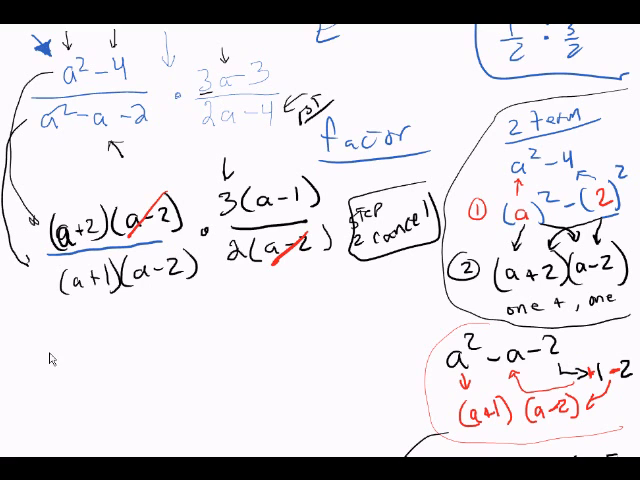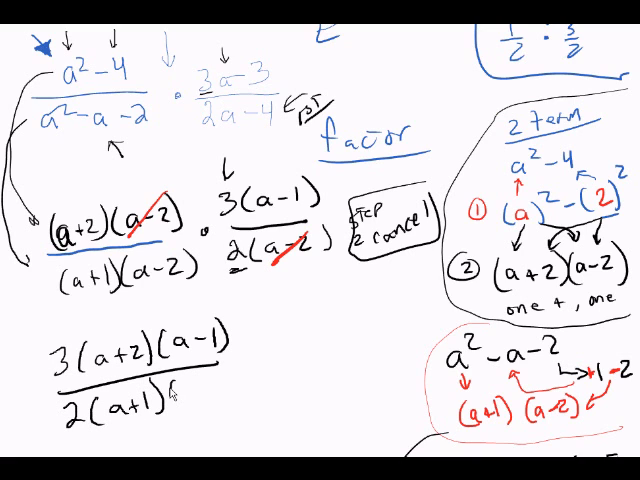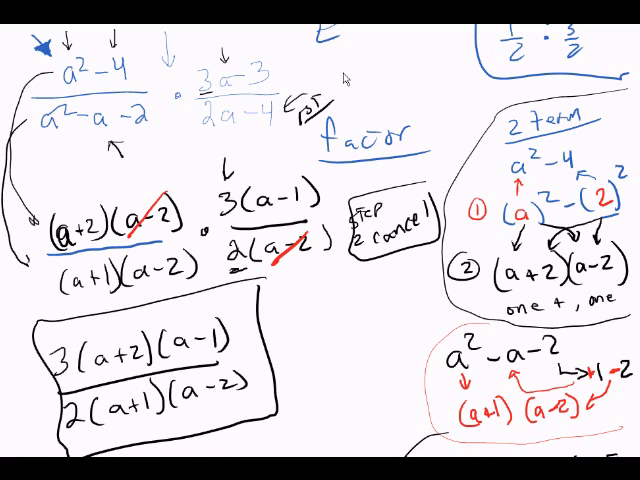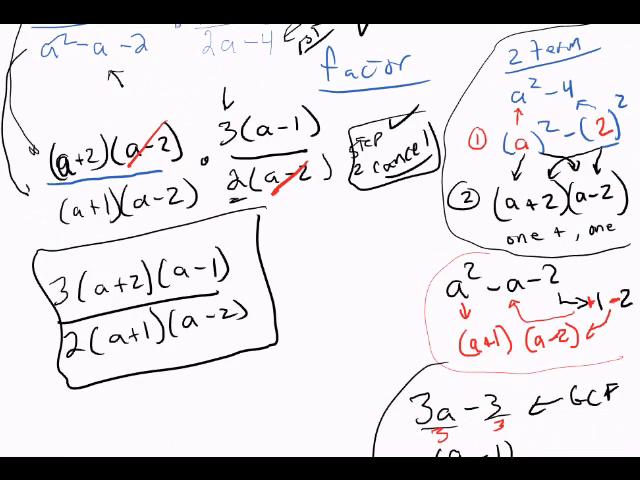That's it. Okay, so the only thing that's left is we have a 3, and I always put the numbers in. When you multiply fractions, you multiply across the top. So I'm left with a 3, an a plus 2, and an a minus 1. On the bottom, I'm left with a 2, an a plus 1, and an a minus 2. This is our answer. There's nothing else we do. We only factor, and then we cancel. Well, first we changed that divide to multiply and we flipped, but after that, all you do is factor and cancel.